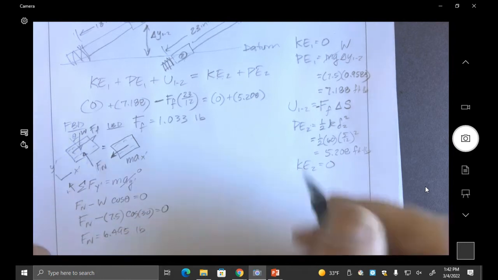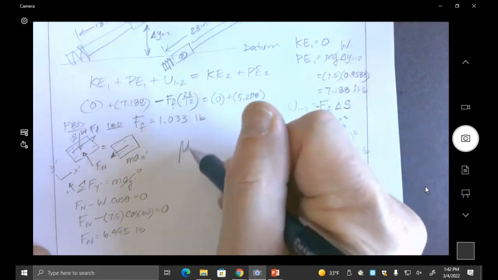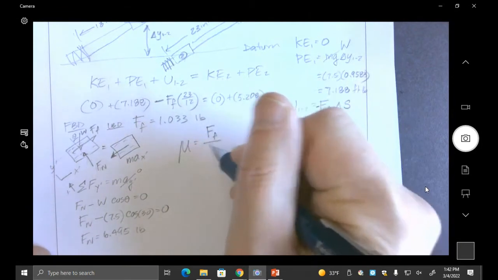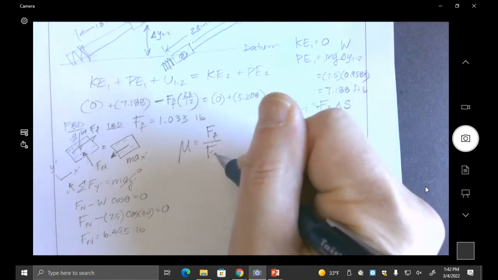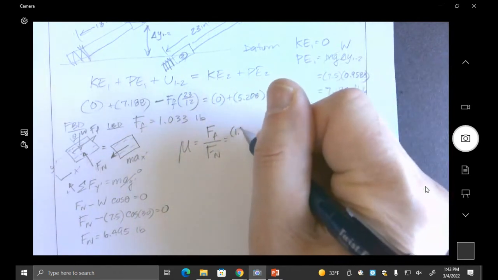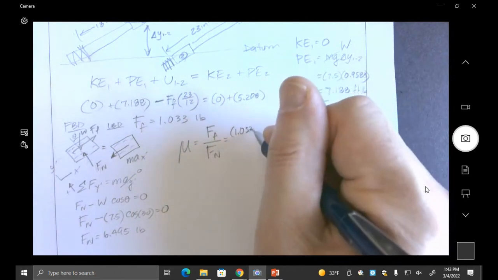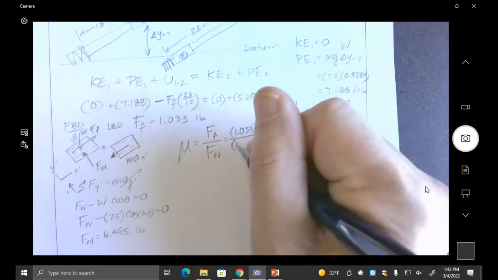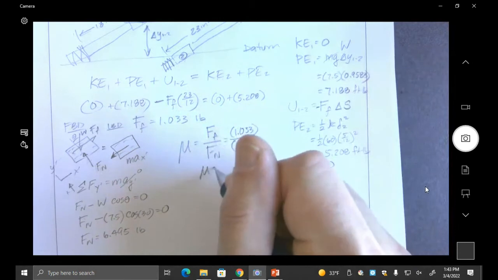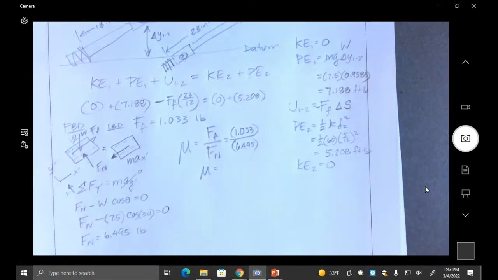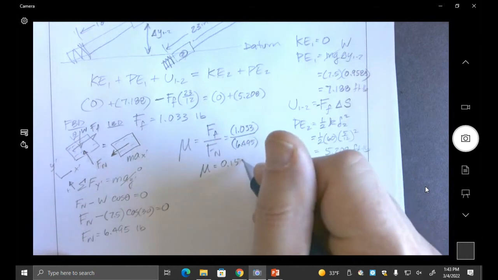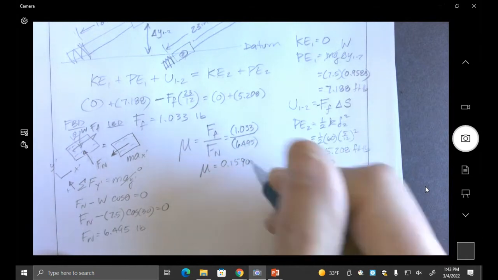6.495 pounds. Therefore, the coefficient of restitution, not coefficient of restitution, the coefficient of friction, all kinds of confusion, 1.033 divided by 6.495. And should be 0.158, actually 0.159.